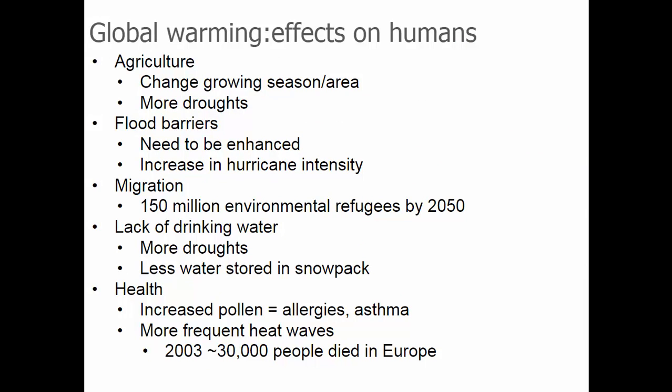How does this affect humans? Well, like I said, agriculture. The growing season changes. Some areas it gets longer, some it gets shorter. It's predicted there will be more times of drought as the earth gets warmer.